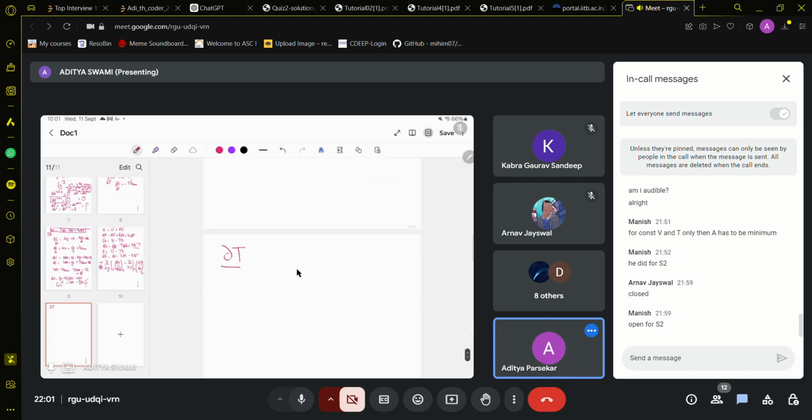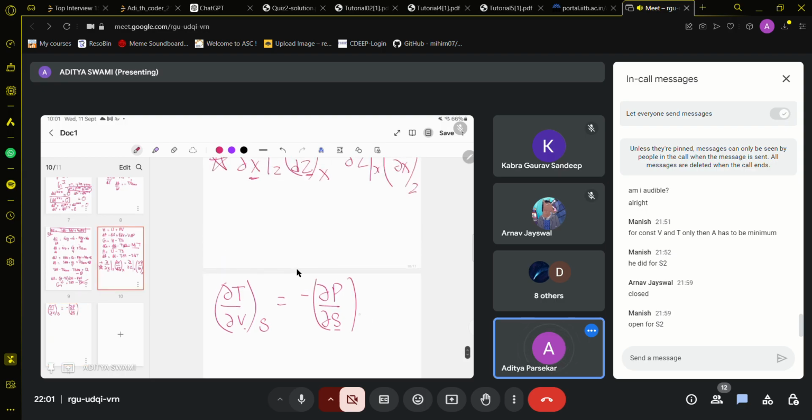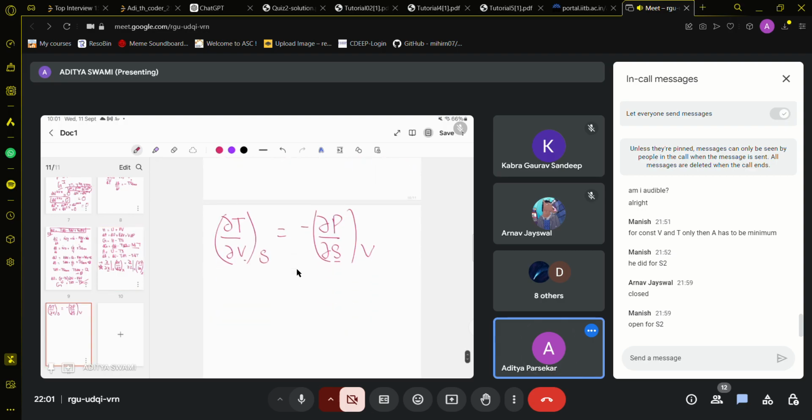dT by dV at constant entropy is minus dP by dS at constant volume. Right. So I'd say it's good to practice this once before. The initial approach can be a bit tricky.